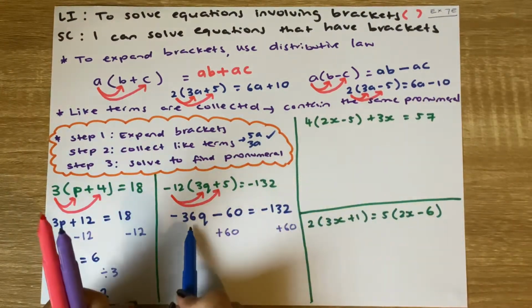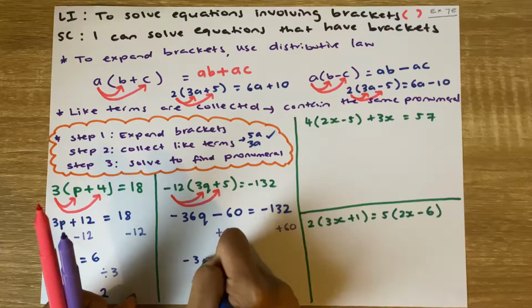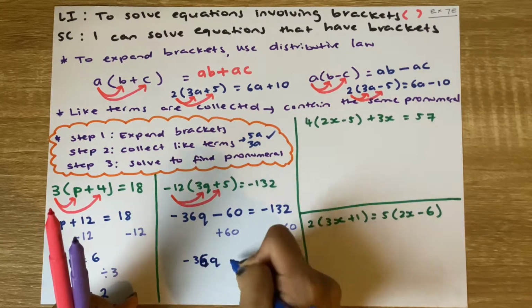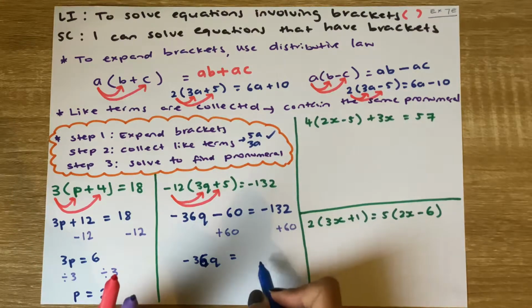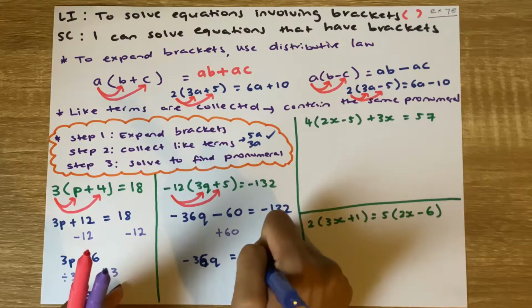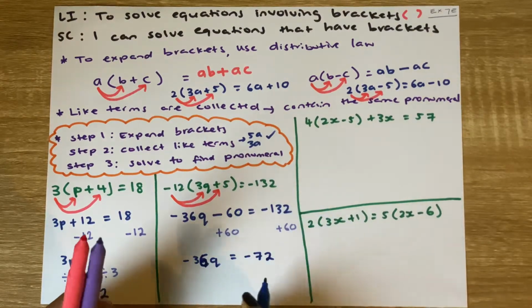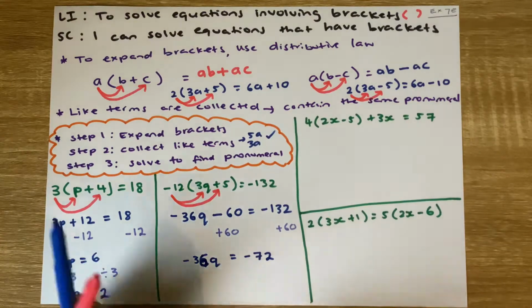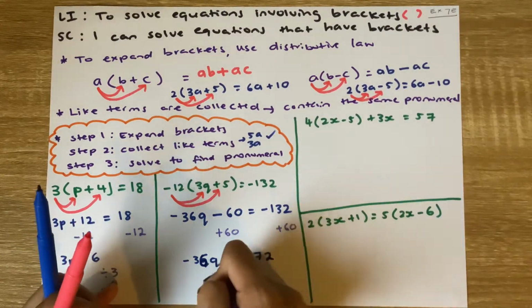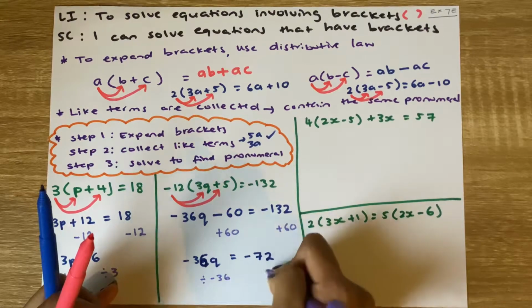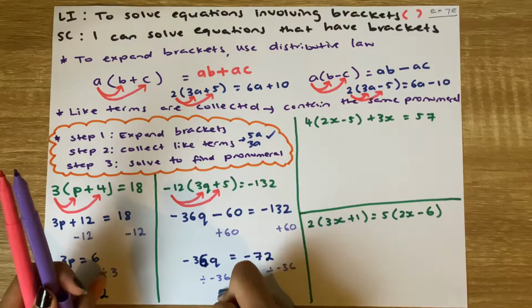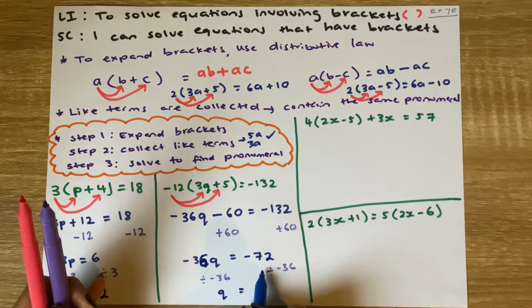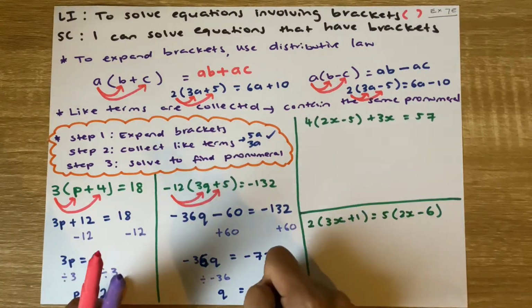So here I'm going to be left with negative 36q. That cancels. Negative 132 plus 60 equals negative 72. Alrighty, and now I need to figure out what my q is on its own. So to get rid of this negative 36, I need to divide by negative 36, divide by negative 36. So I'm going to be left with q over here, and then negative 72 divided by negative 36 is 2.